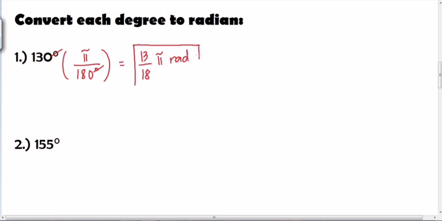So, this one is the conversion or the equivalent value of the 130 degrees in terms of radian. Okay? So, 13 over 18 pi rad. Guys, ganito na lang. Kapag naka-radian, kailangan yan ay naka-fraction. Tapos, naka-in terms of pi siya.